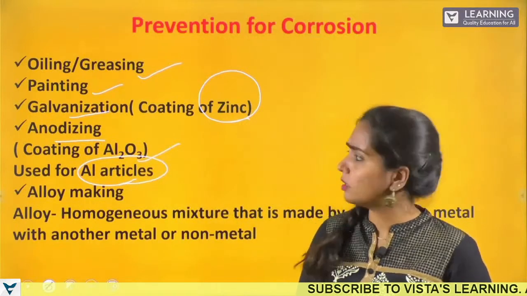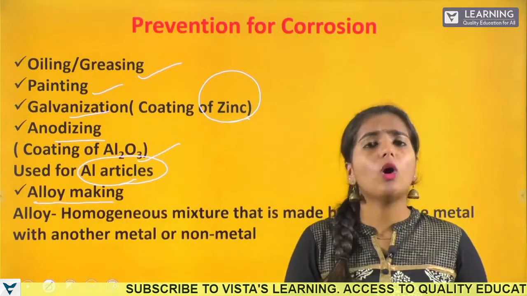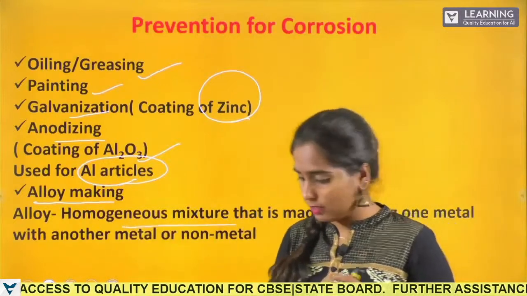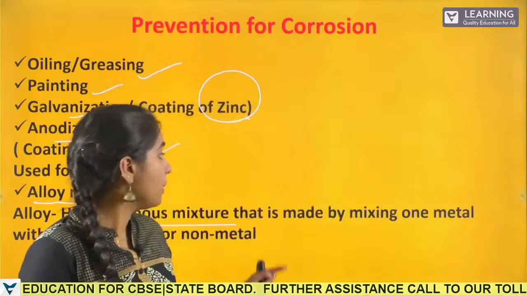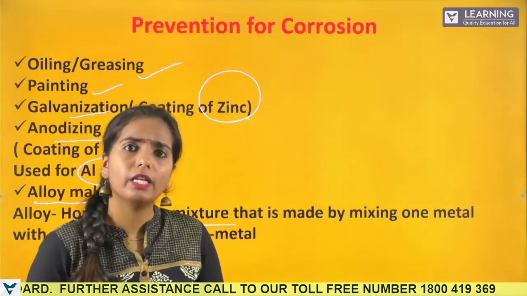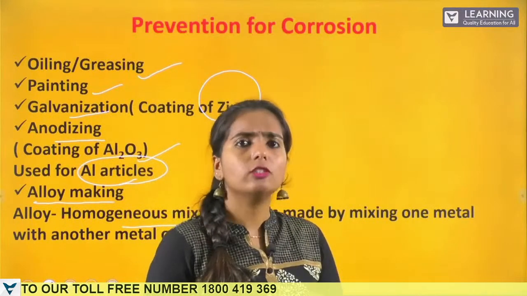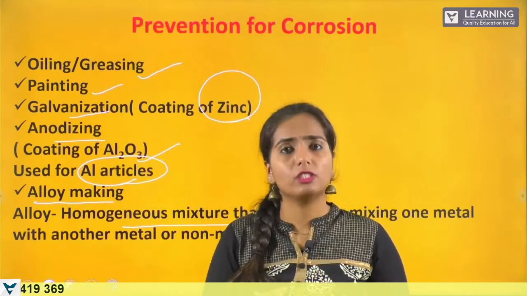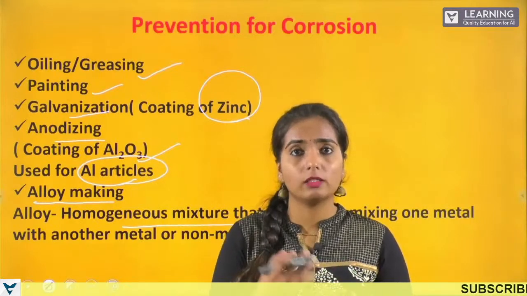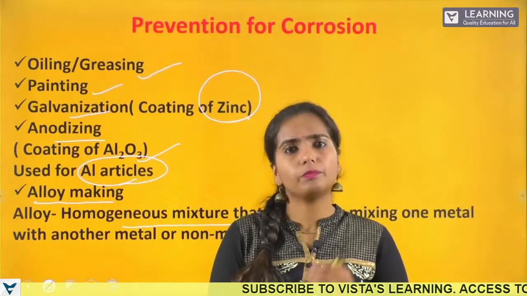The last one will be alloy making. So what exactly is an alloy? That you first have to know. An alloy is a homogeneous mixture made by combining one metal with another metal or a non-metal. Why is this mixture made? When this kind of mixture happens, it makes the metal very strong and makes it last for a longer time. So this is also one of the methods for prevention of corrosion.